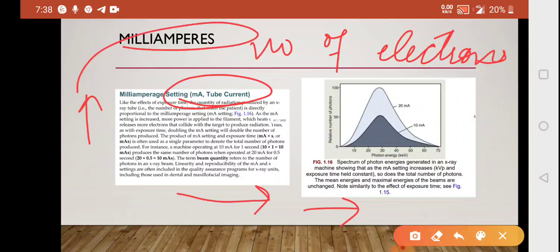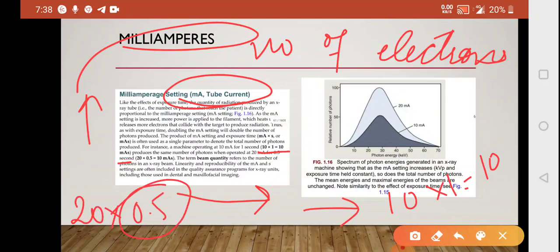Here an example is also given: if you are operating at 10 milliampere for 1 second, the number of photons produced is 10. But if you are operating at 20 milliampere, then to produce the 10 photons you have to go for a lesser amount of time, that is 0.5 second. So the same number of photons are generated in less time if you increase the current. Just remember that an increase in the current increases the number of electrons reaching the tungsten target, and as a result more X-rays are produced.